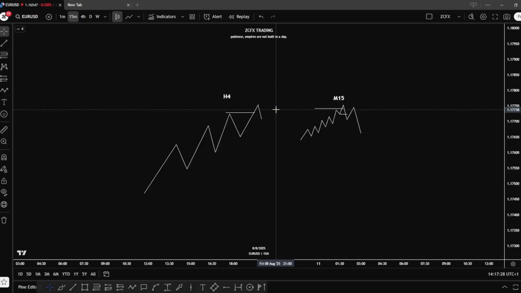One of my students is up 140R from the past 5 months, just using standard 1% risk. He's not overtrading. He's taking a perfect amount of trades, but that's just because he's super consistent. He's absolutely killing it, and that's what we do at ZCFX.